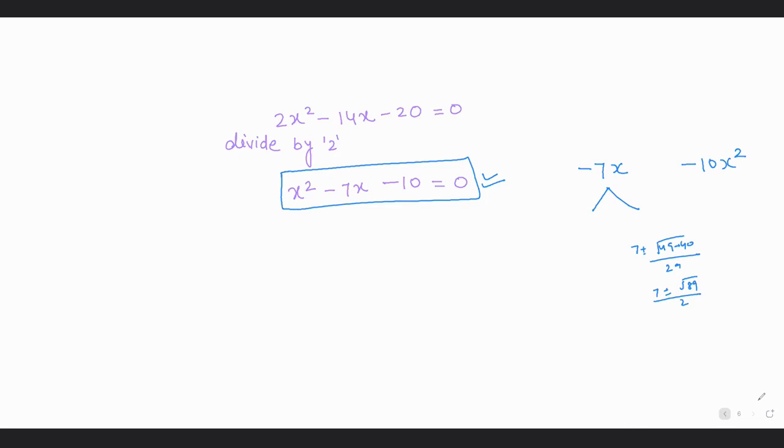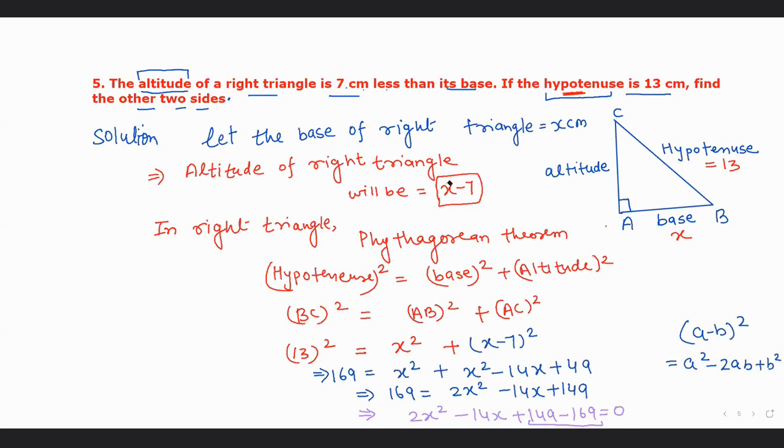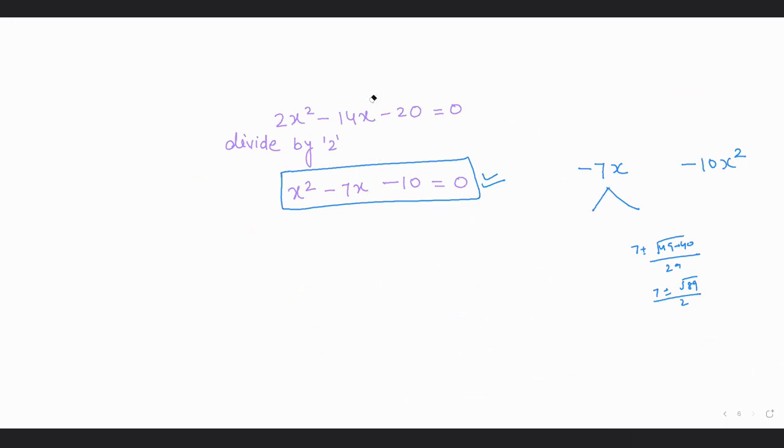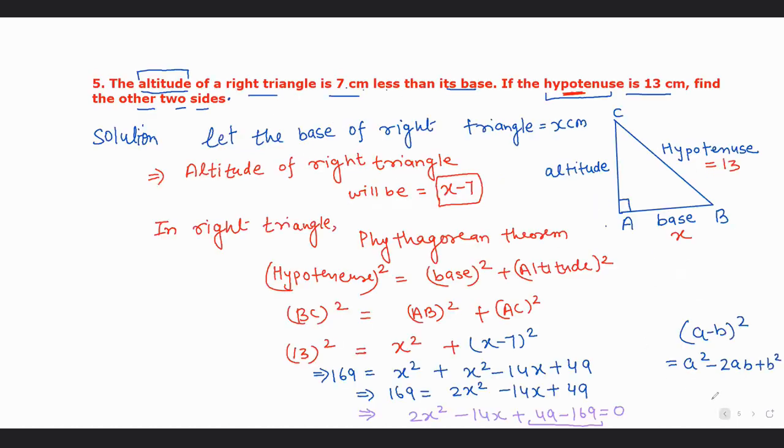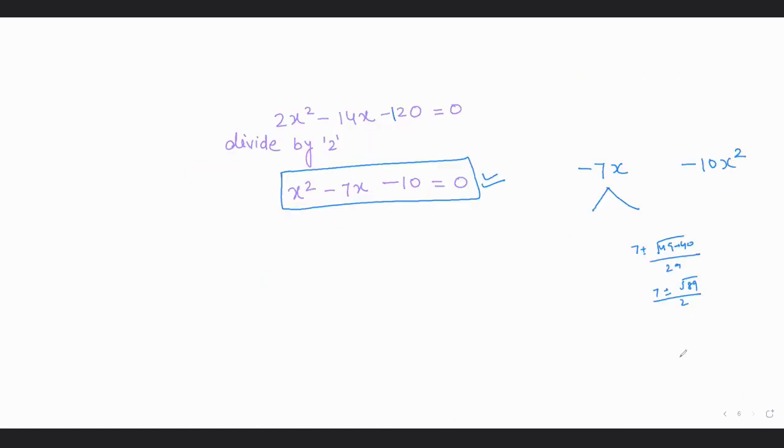Dear student, there was one correction. I have put here 149 by mistake. So it is 49. Now, going to the next step, instead of 20, it is 120. If you see, 49 minus 169, that is minus 120. If you divide by 2, we have 60. So let me write here 60.